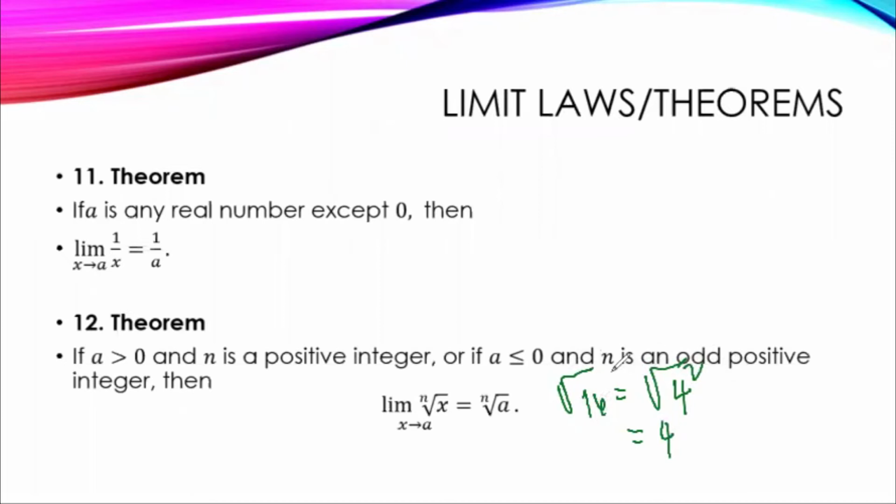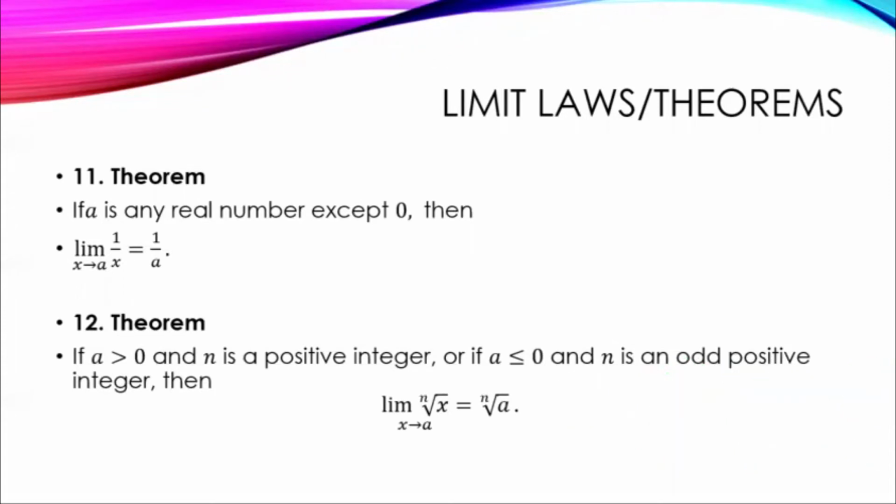In the case where a is negative or 0, for example, the cube root of negative 27, this is possible because the index is odd. By using this one, we can have an a which is negative. Take note that the cube root of negative 27 can be written as the cube root of negative 3 raised to 3. So the answer is negative 3. So it's possible.